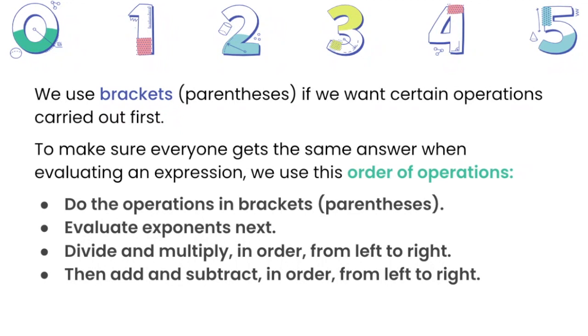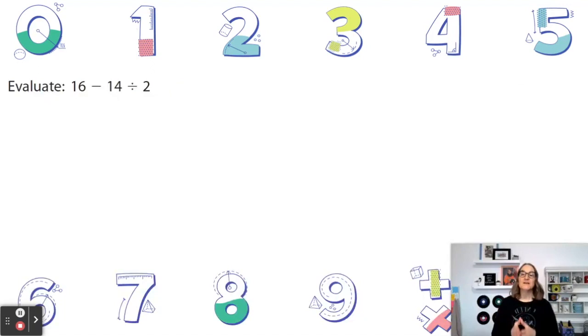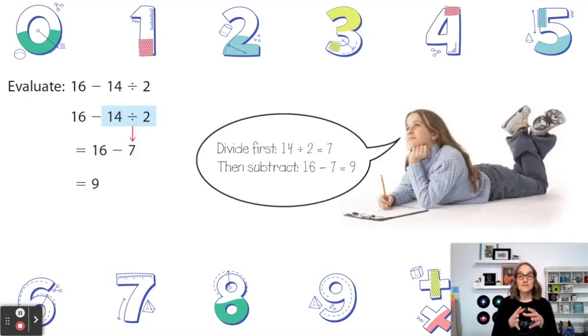It sounds straightforward, but let's practice a few examples to be sure we've got it. Let's evaluate the expression 16 minus 4 divided by 2. Take a moment to think, which operation are you going to do first? Well, we have to do division first, then subtraction. So 4 divided by 2 is 2, then 16 minus 2 gives us 14.